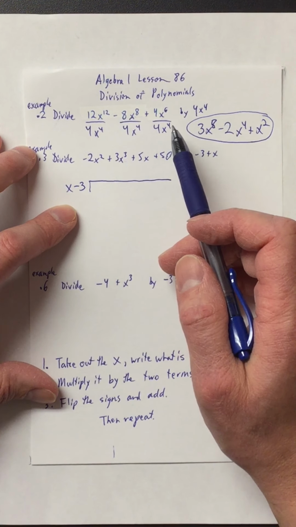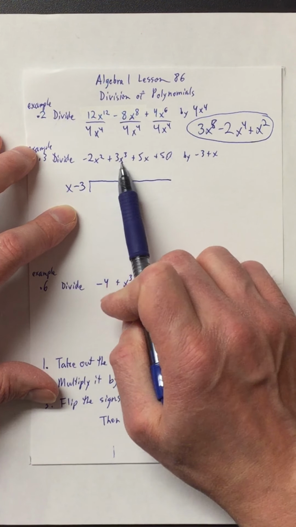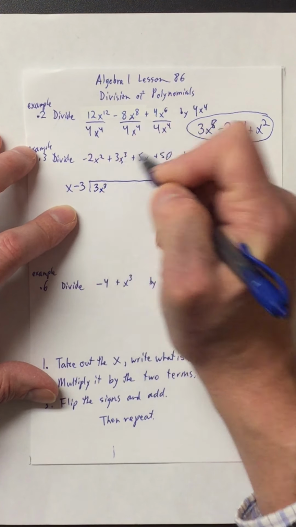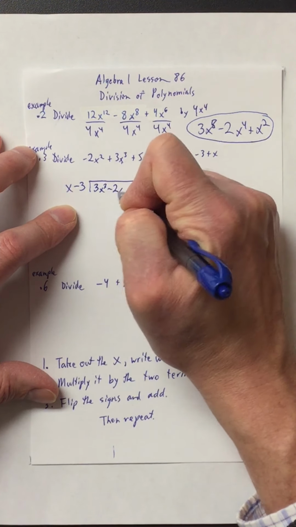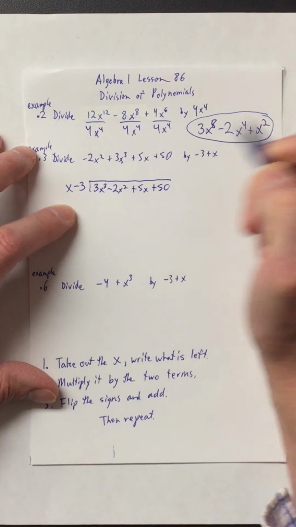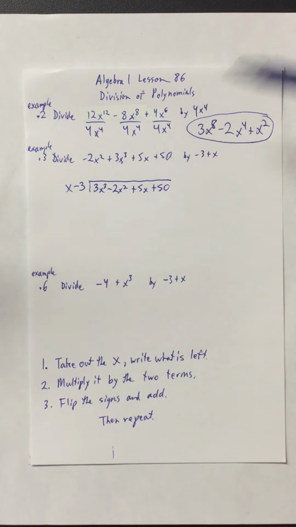My highest power is actually my x to the 3rd here, so I'm going to write that one first. x to the 3rd. My next one is minus 2x squared, plus 5x, plus 50. Okay, put that in descending order. I'm now set up to do my division problem.